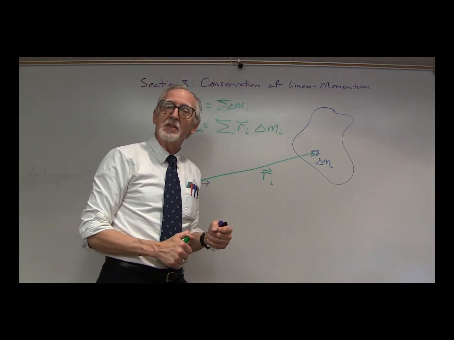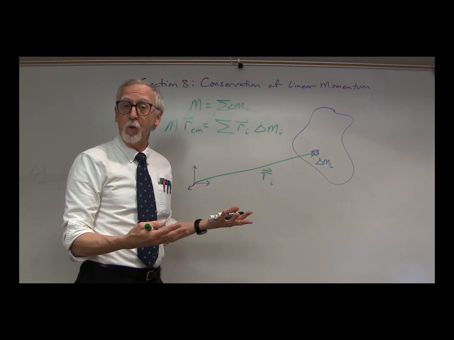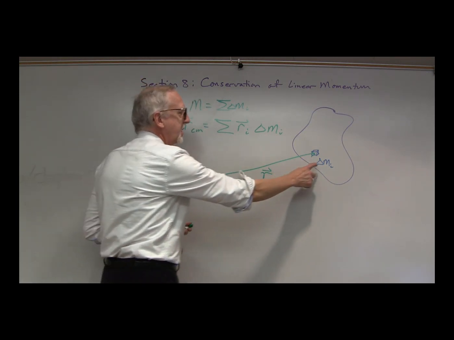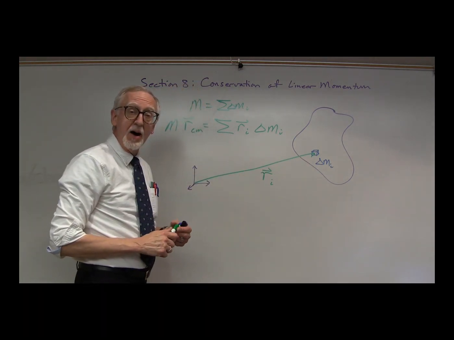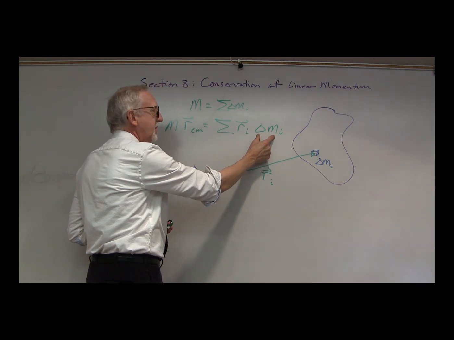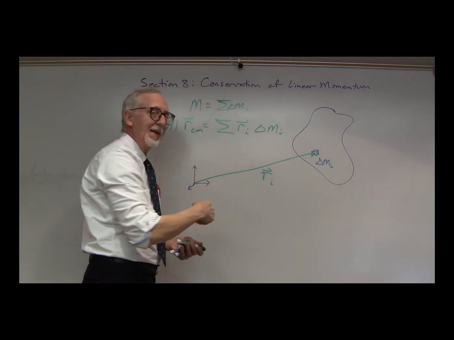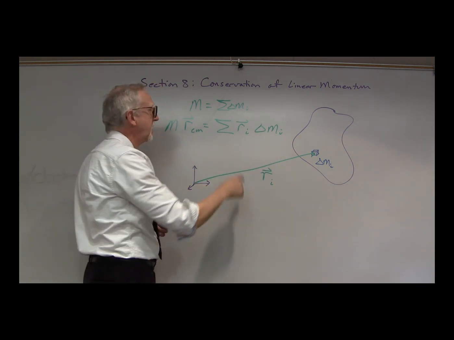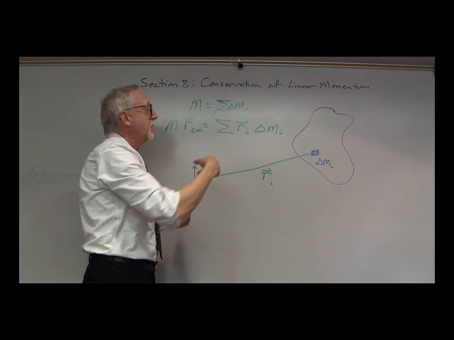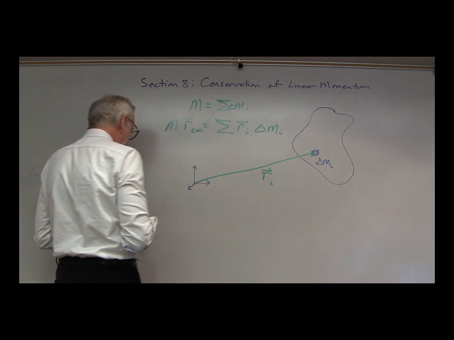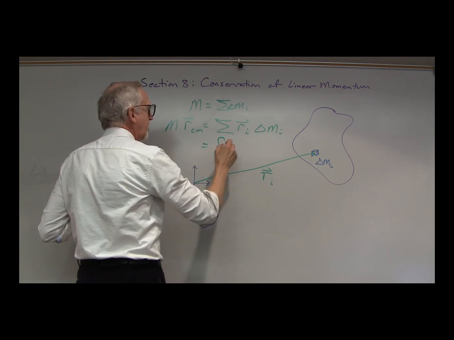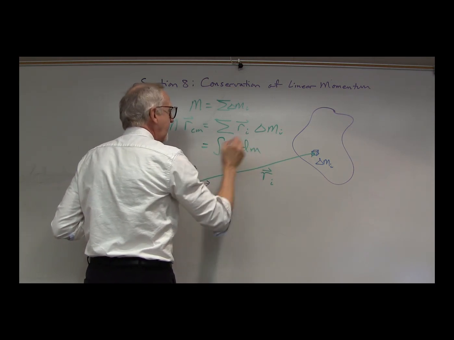Well, how are we going to make this exact? What do you think? We've done this a number of times. We're going to make these little delta m sub i's infinitesimally small. And what happens when this gets infinitesimally small and we have to add up over an infinite number of infinitesimal things? What happens to the sum? It becomes an integral. So what happens then is this will become the integral of r dm.